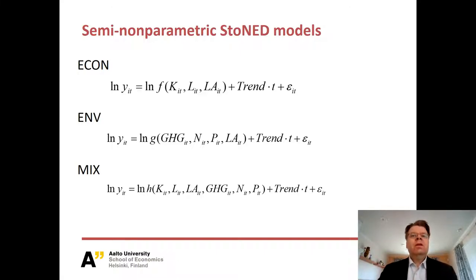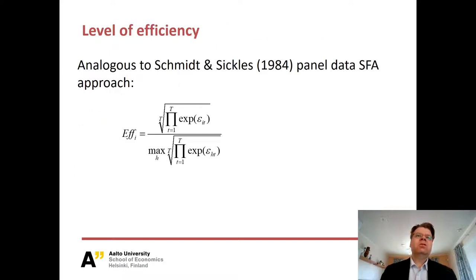So regarding the estimation techniques, let me first start with the semi-nonparametric StoNED approach. In some sense, it's just semi-nonparametric regression, because I do not really try to decompose this epsilon in any way. So I have just a non-parametric production function, which includes the variables of each of these three specifications. I'll model the time trend as a linear trend, as discussed in the previous lesson.